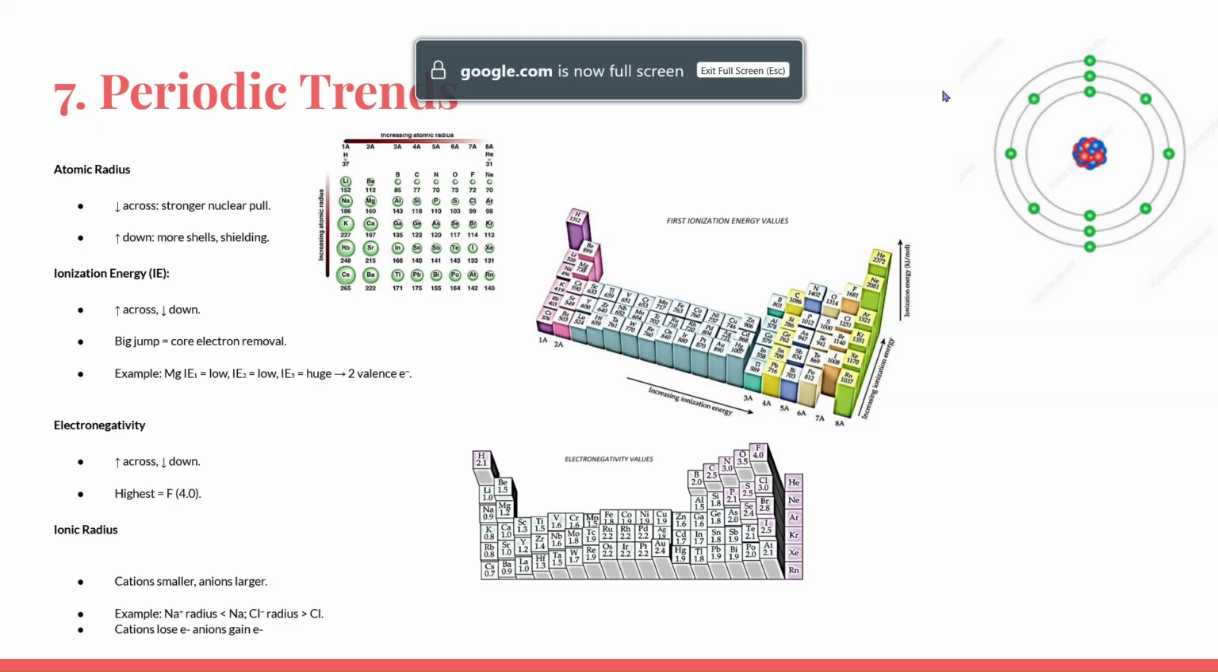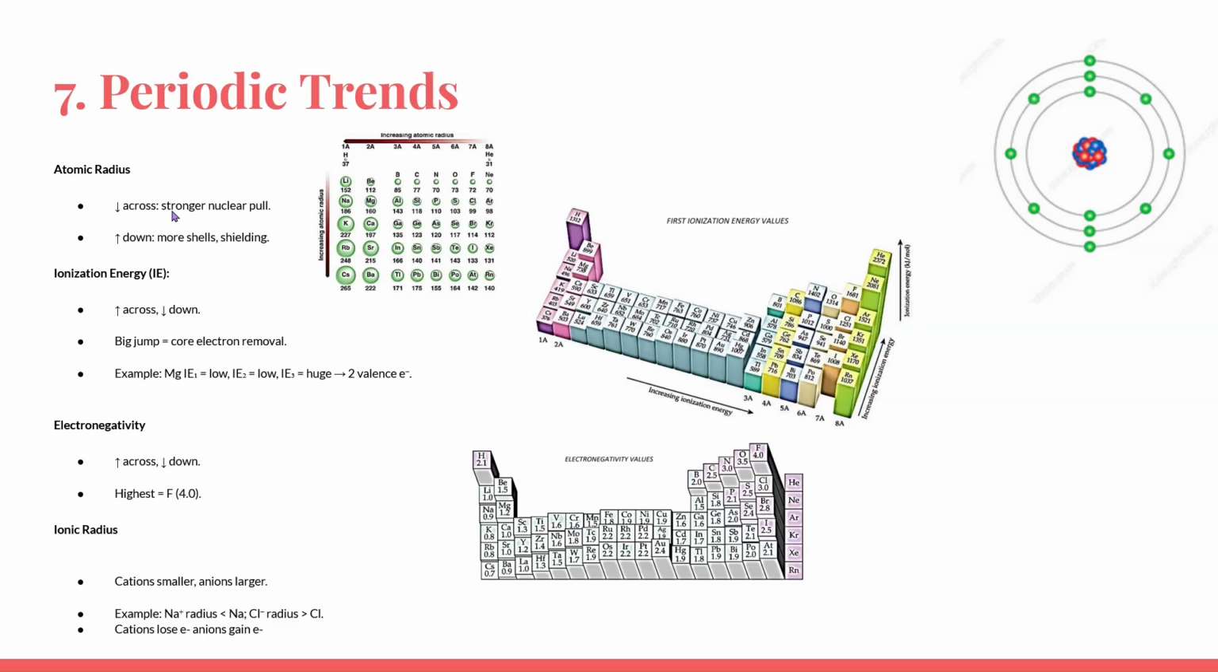We have atomic radius: when you go across, you have a stronger nuclear pull, so atomic radius decreases. When you go down, you have more shells, so atomic radius increases. Then you have ionization energy: when you go across, it increases because there are more protons in the nucleus, and so the pull on its electrons is greater, and so it's harder to pick off those electrons from the electron shells.